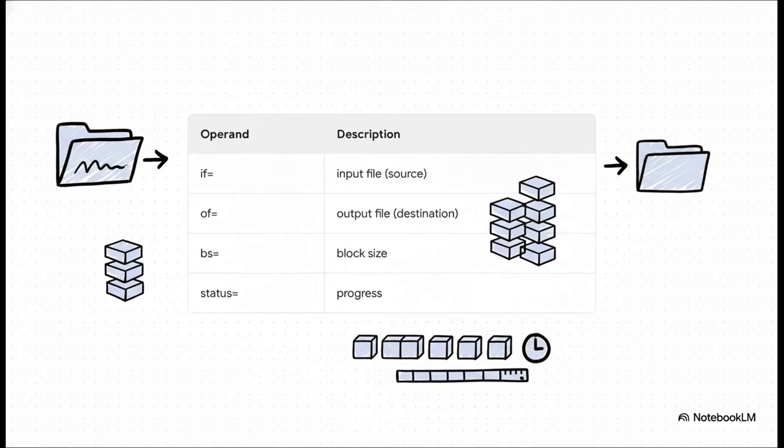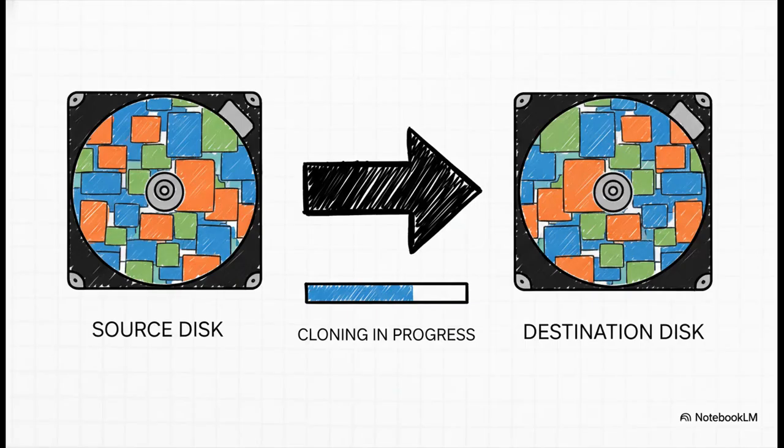You just tell it the input file with if, the output file with of, and maybe you set a block size, bs, to speed things up. And trust me on this one, you're going to want to use status=progress so you can actually see that it's working and not just sitting there. Here's the classic use case for dd, cloning an entire disk. With this single command, we are reading every single bit from our source disk, sda, and writing it over to our destination disk, sdb. This gives you a perfect one-to-one clone. It's amazing for full system backups or setting up new machines.